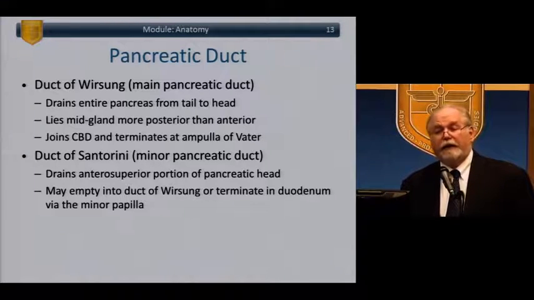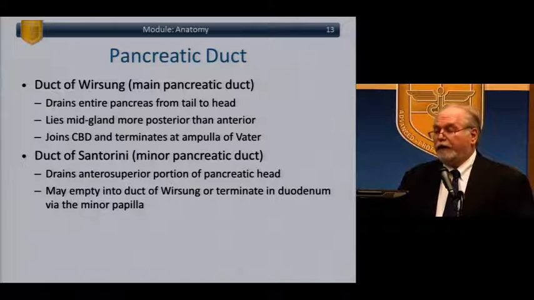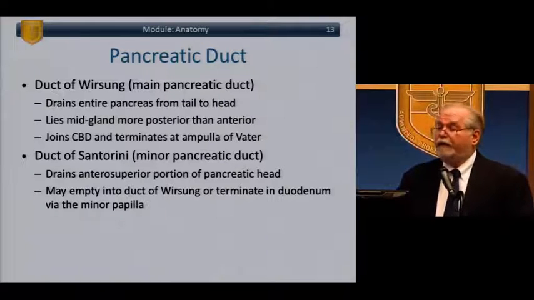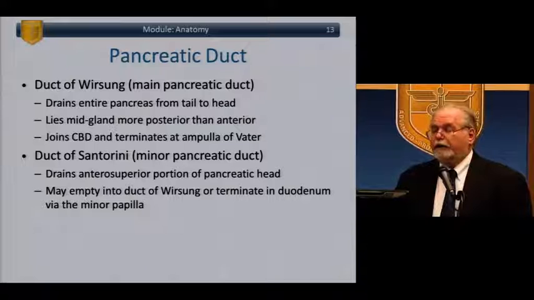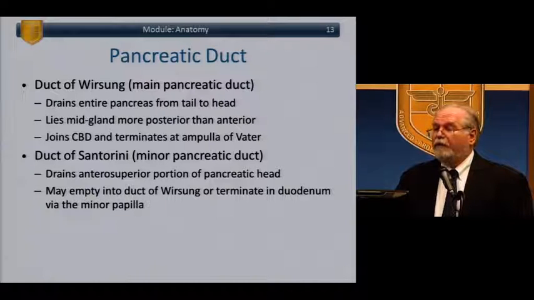The pancreatic duct, the main duct, is the duct of Wirsung. It drains the entire pancreas from tail to head, lies in the gland more posterior than anterior, and joins the common duct terminating at the ampulla ovata. The duct of Santorini, or the minor duct, drains the anterior superior portion of the head. It may empty into the duct of Wirsung or terminate in the duodenum into a minor papilla.